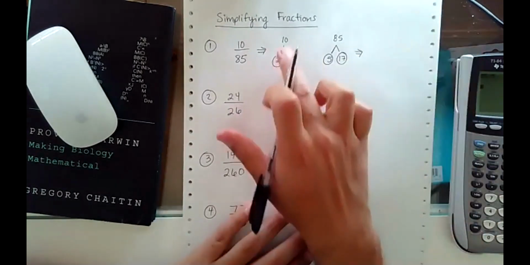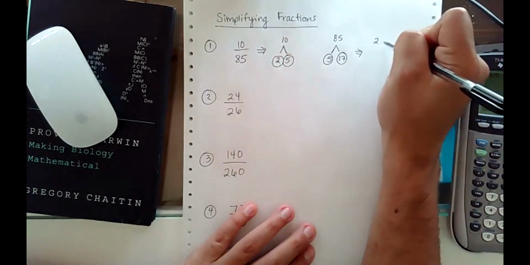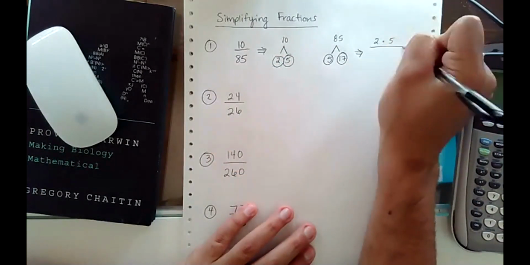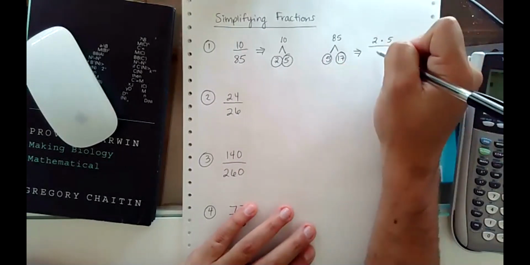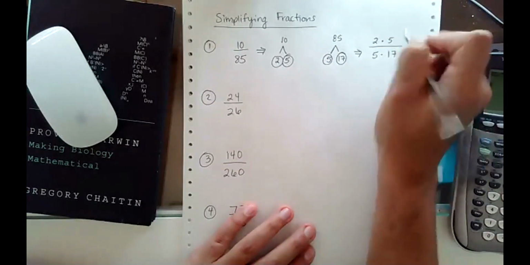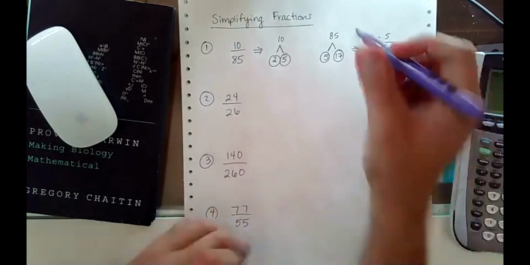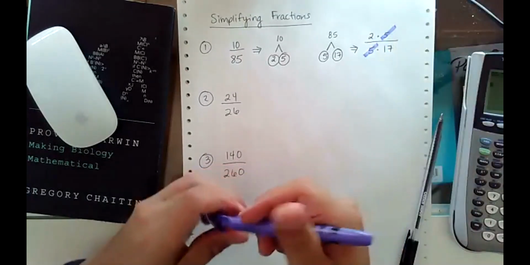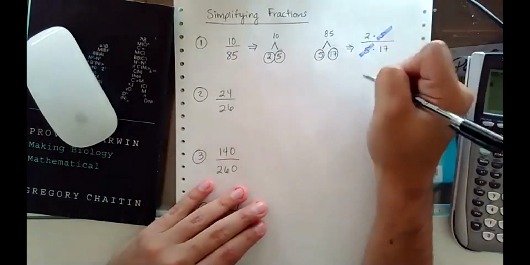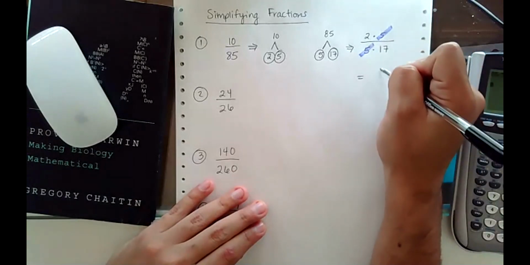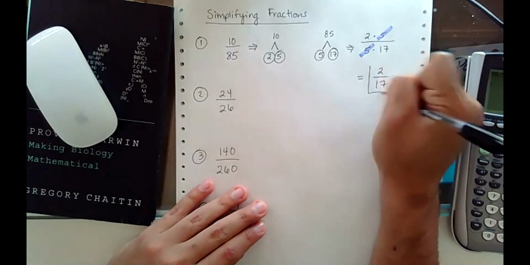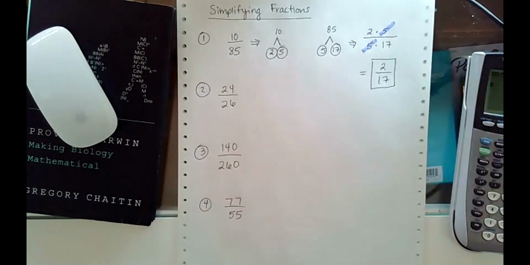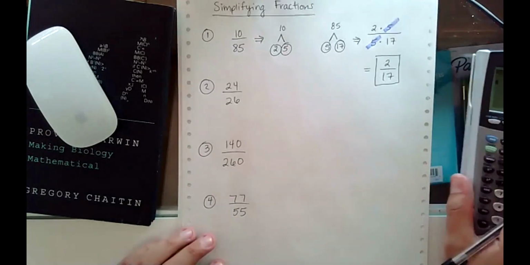So what we can say is since we have 10 on the top, we should have 2 times 5 on the top and 5 times 17 on the bottom. And then the 5s will cancel. So that one should be 2 over 17. Did anybody get something different?